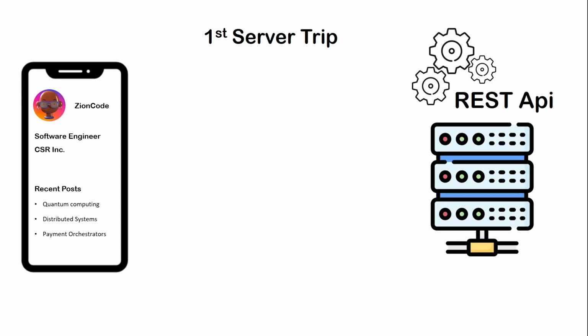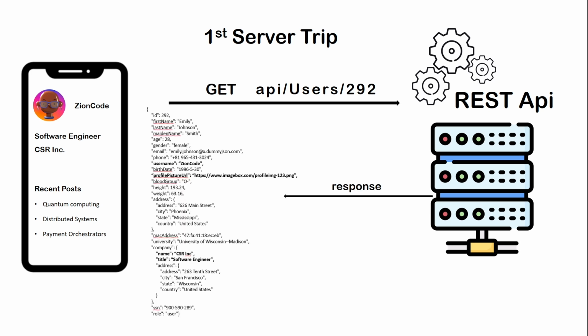On the first server trip, we do a GET call on the user resource, passing the user's unique identifier, and then we get served with this overloaded response. This is actually what's called overfetching, because of all of these properties that we're getting in this response, we're probably going to use just about four properties. So you can imagine how much resource has been wasted by sending all of these properties back to us.